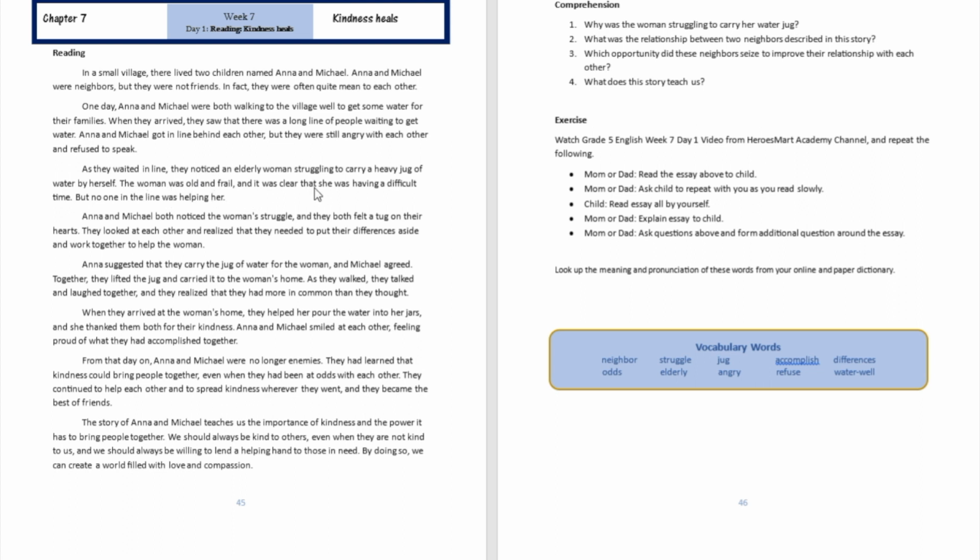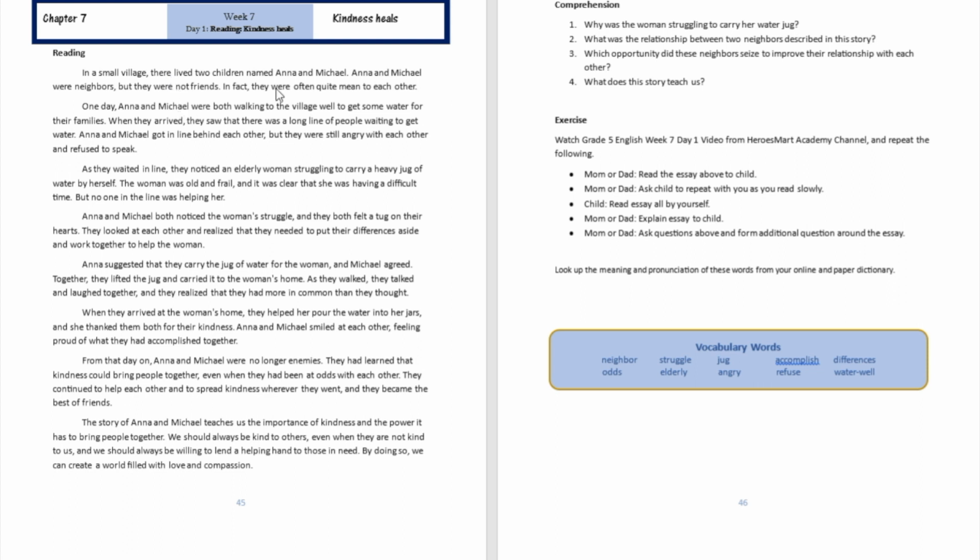When they arrived at the woman's home, they helped her pour the water into her jars, and she thanked them both for their kindness. Anna and Michael smiled at each other, feeling proud of what they had accomplished together. From that day on, Anna and Michael were no longer enemies. They had learned that kindness could bring people together, even when they had been at odds with each other. They continued to help each other and to spread kindness wherever they went, and they became the best of friends.